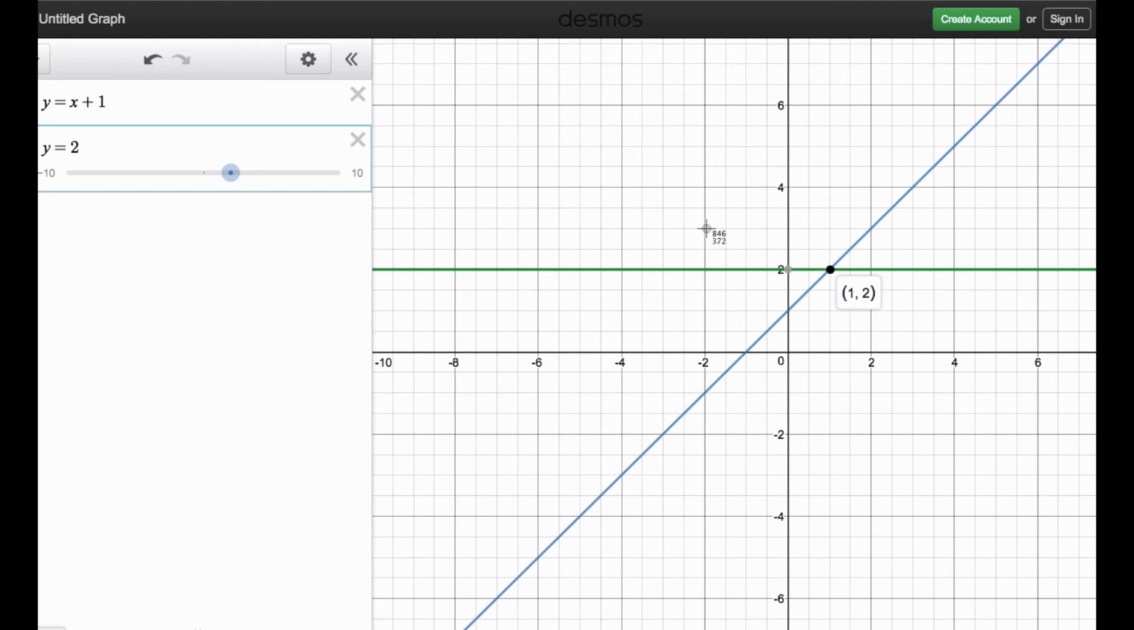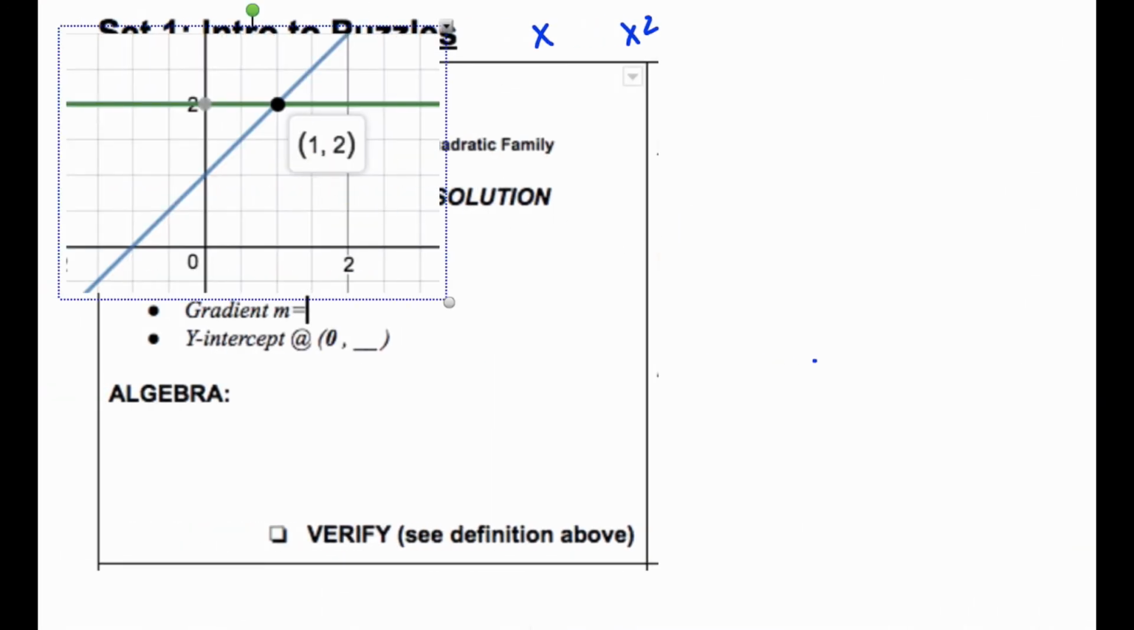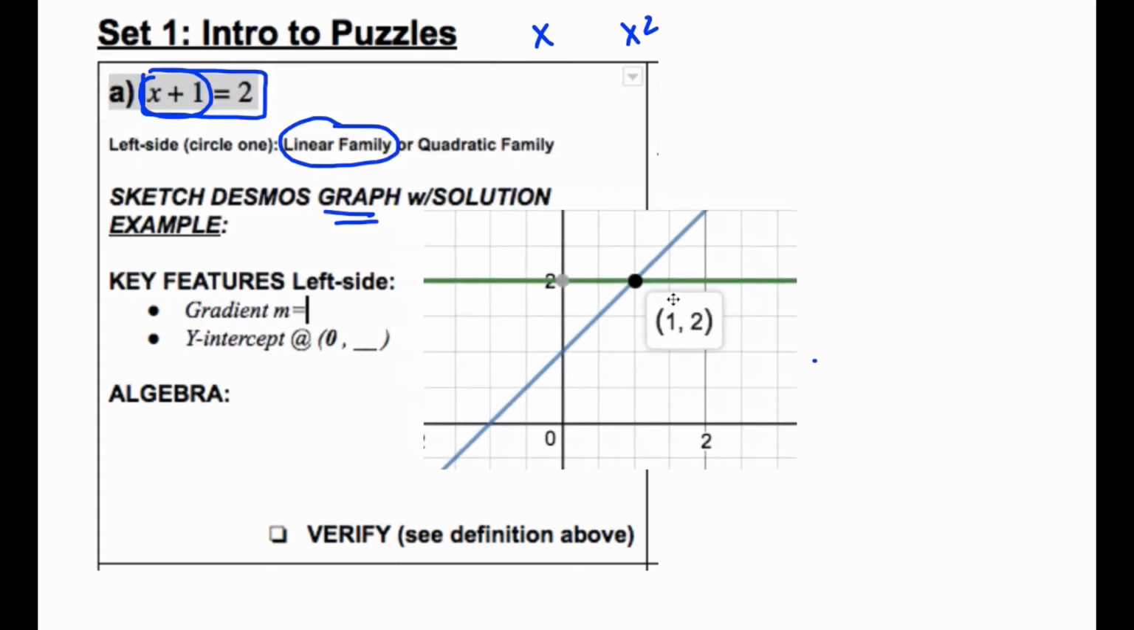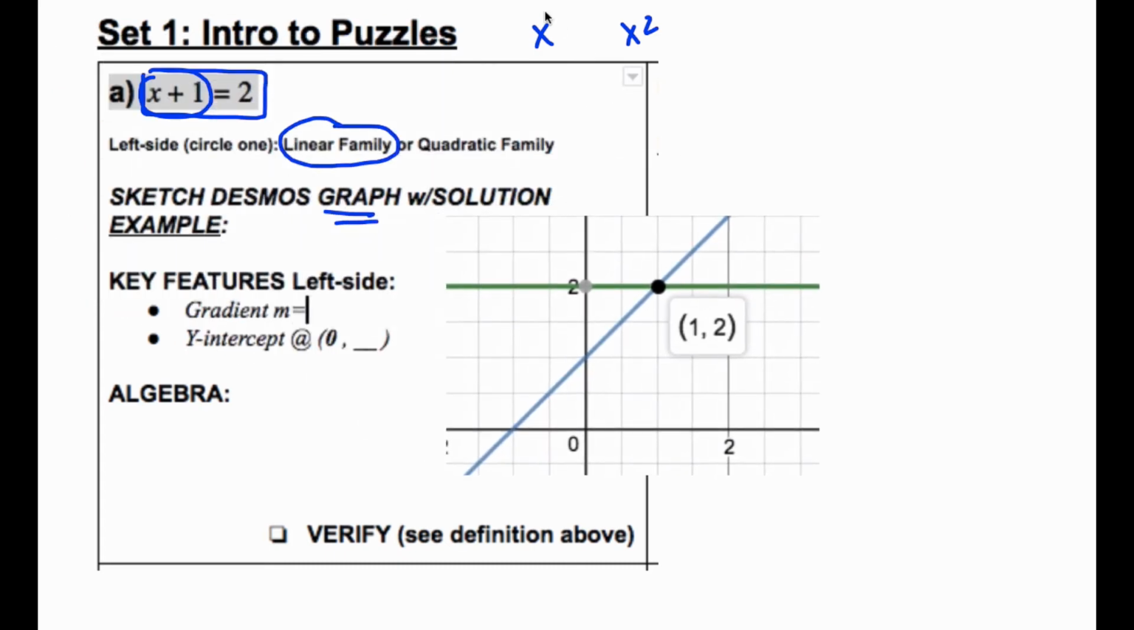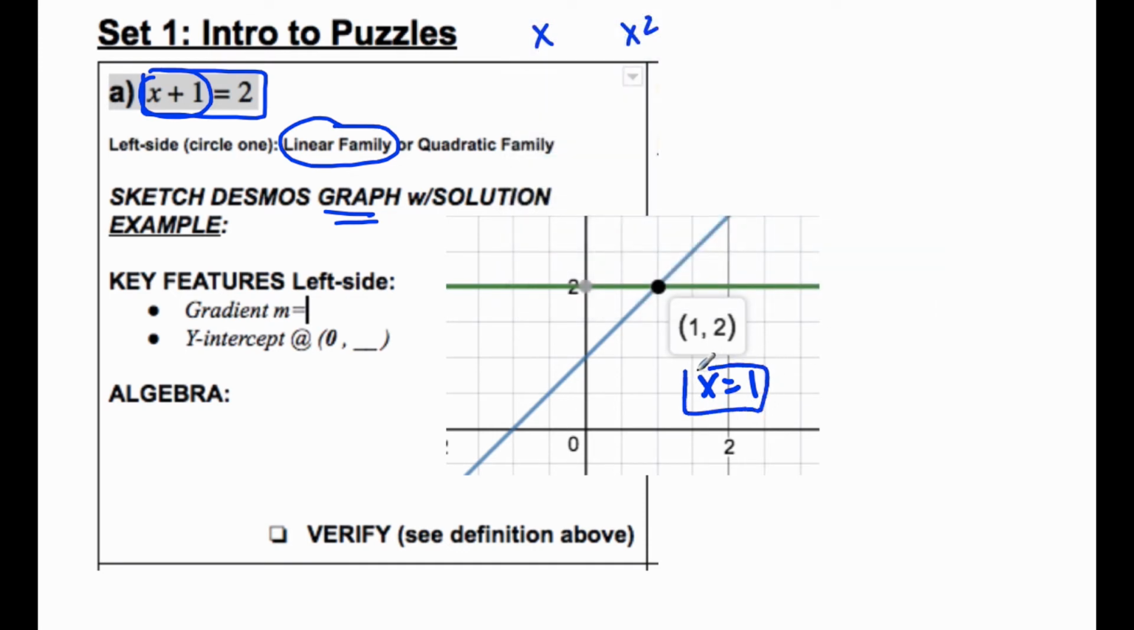So let me take a quick screenshot here, and we'll slide it over here, and we'll paste it in. And so here is my solution, my graphical solution. And I have to make it really good by then saying x equals 1. Clearly articulate to the reader that you know that x equals 1 is your solution, not the 2.